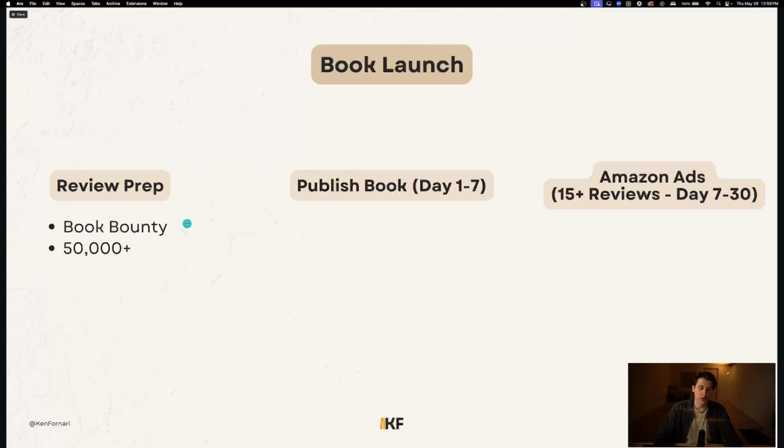So for review prep, all we're going to do is use a site like BookBounty. This allows you to review other books and build up currency. And then when our book is live, we can redeem that currency for reviews. Ideally, you do this at least a month in advance and save up at least about 50,000 of the currency. But the more you prep and the more you get, the better your launch is going to go.